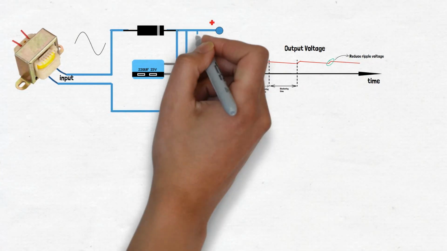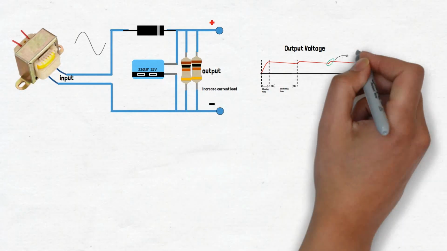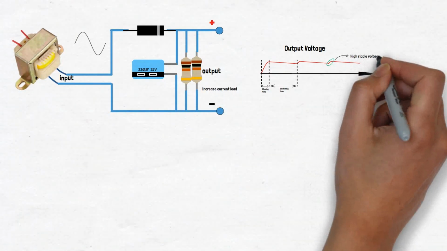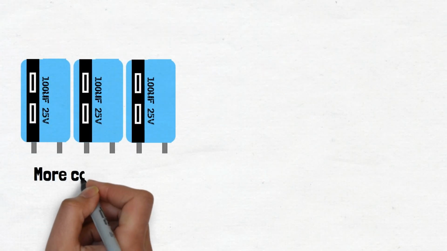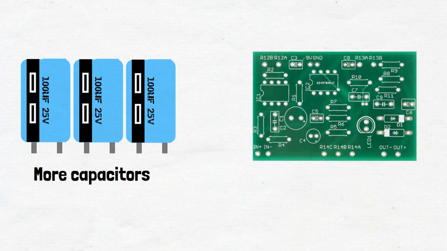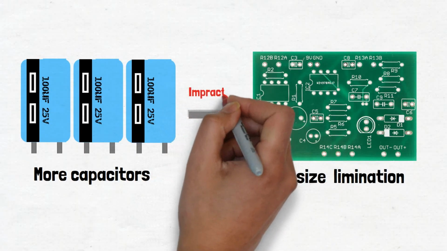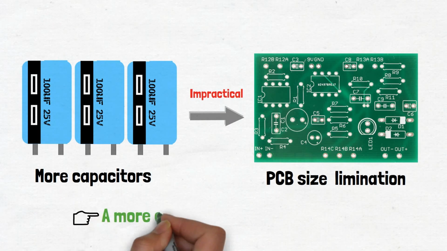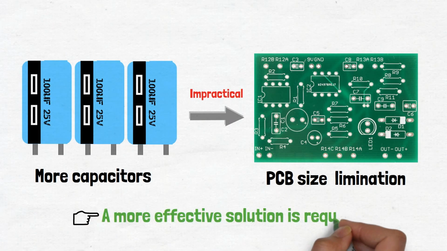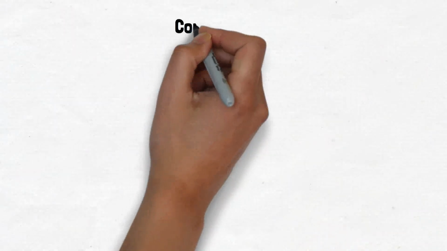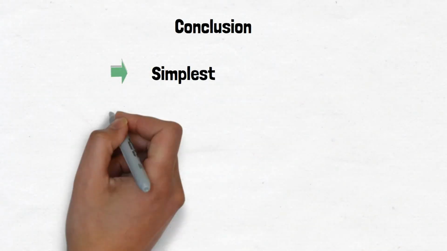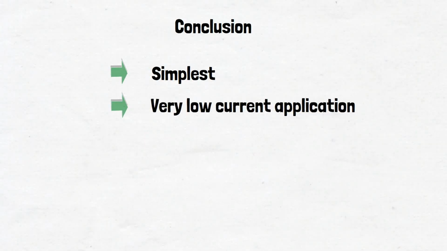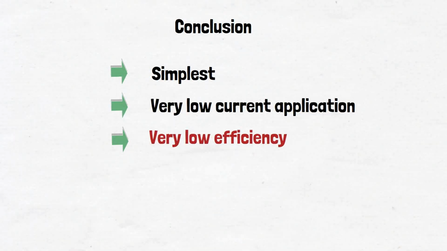However, as the load current increases, the ripple voltage also increases due to the capacitor discharging more. In practice, using numerous capacitors is impractical due to PCB size limitations and cost constraints. Thus, a more effective solution is required, which we will analyze in the next video. In conclusion, the half-wave rectifier circuit is best suited for applications requiring simple, very low current, low efficiency.